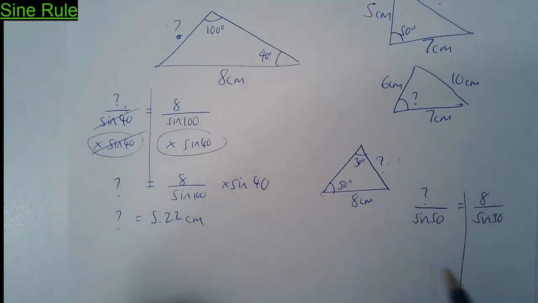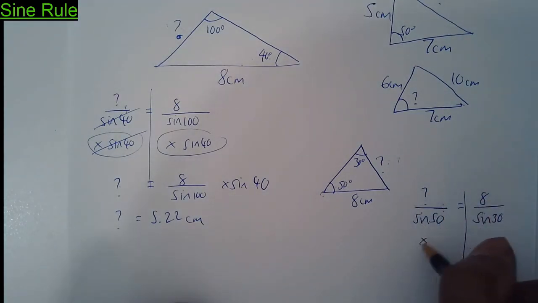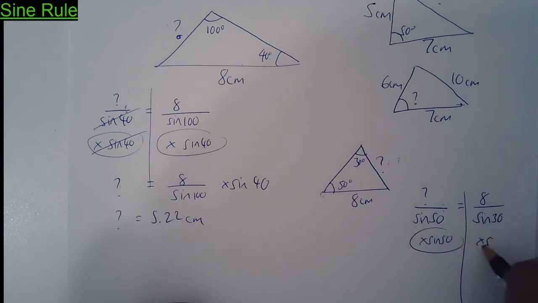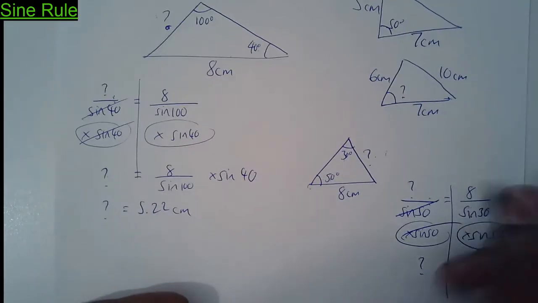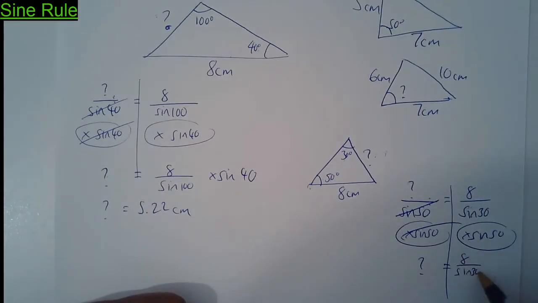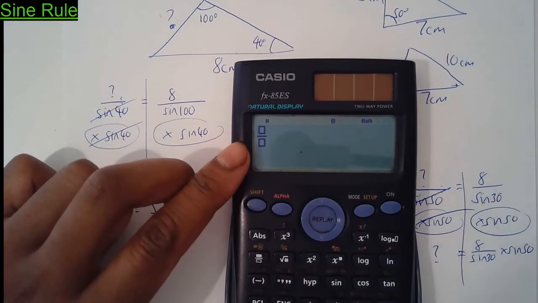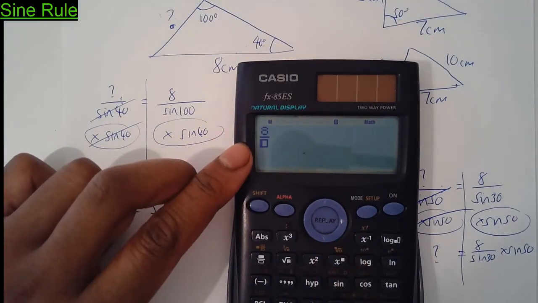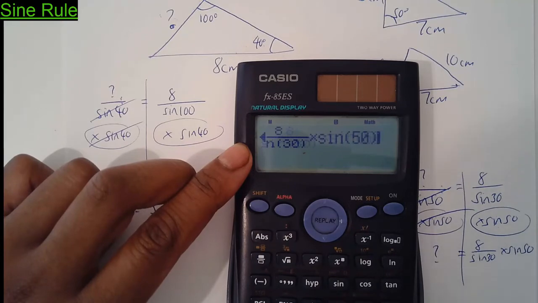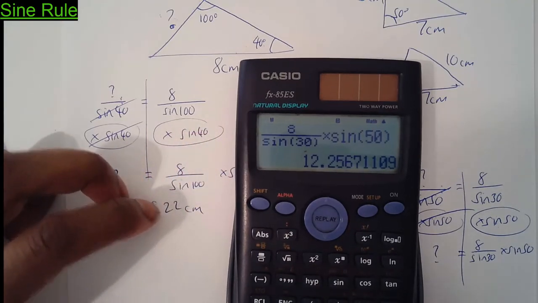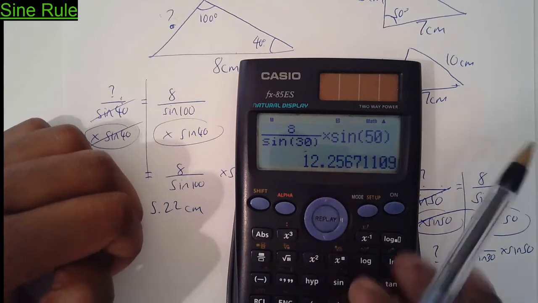To get the question mark on its own, get rid of this divide by sine 50, but times it by sine 50. Do the same on the other side. So that'll leave you with that times sine 50. We'll just round it to 2 decimal places, 12.26.